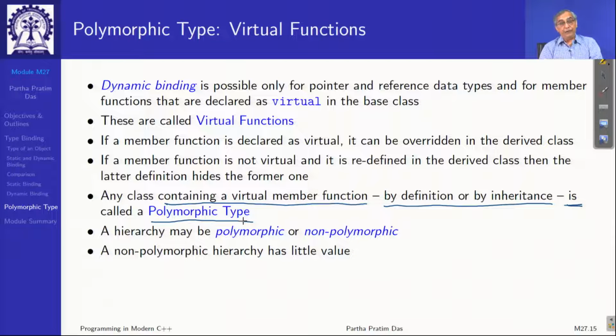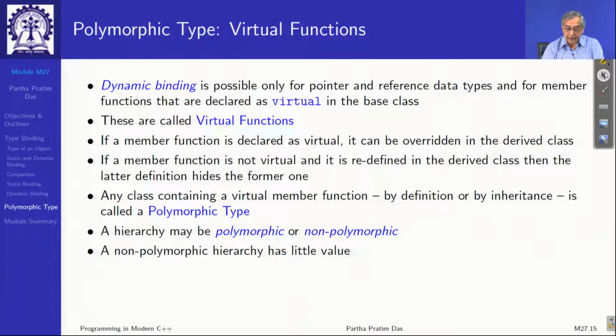So, a hierarchy may be polymorphic or it may be non-polymorphic. I may not have any virtual function at the base, so that the whole hierarchy is non-polymorphic. So far, whatever we have been discussing about the hierarchy were naturally non-polymorphic, but in actual practice a non-polymorphic inheritance hierarchy has little value. It is used only for certain specific cases, but most often you will see that the real power of object oriented programming in C++ will come when you have polymorphic types.